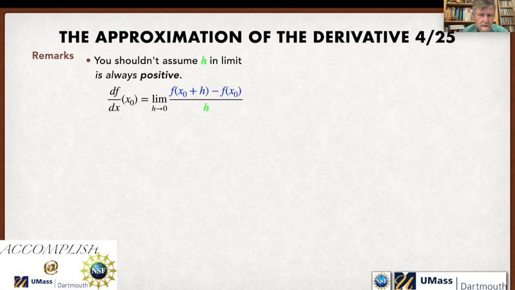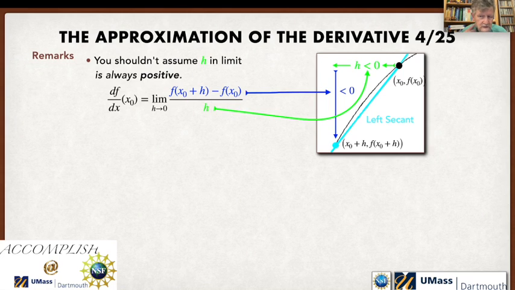Okay, now one thing you have to be careful about is h need not always be positive. So h can be positive or negative. The only value it can't be is 0. So here's an example where h is negative, and that is, the denominator is negative and the numerator is negative. The numerator is, again, negative because f of x0 is above f of x0 plus h, and the denominator is negative because x0 plus h is to the left of x0.